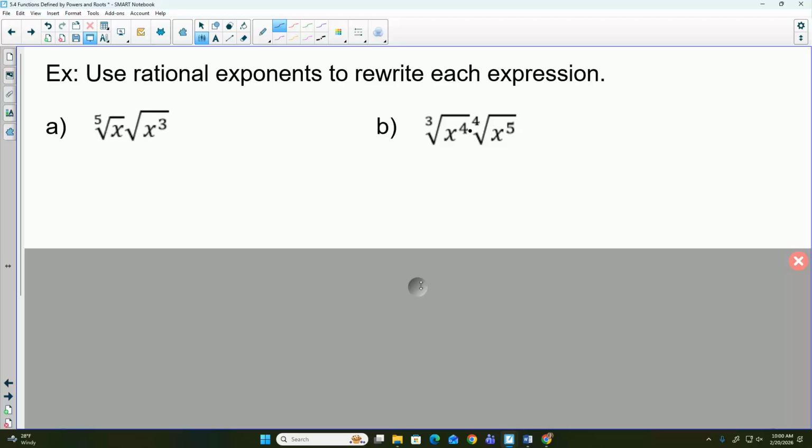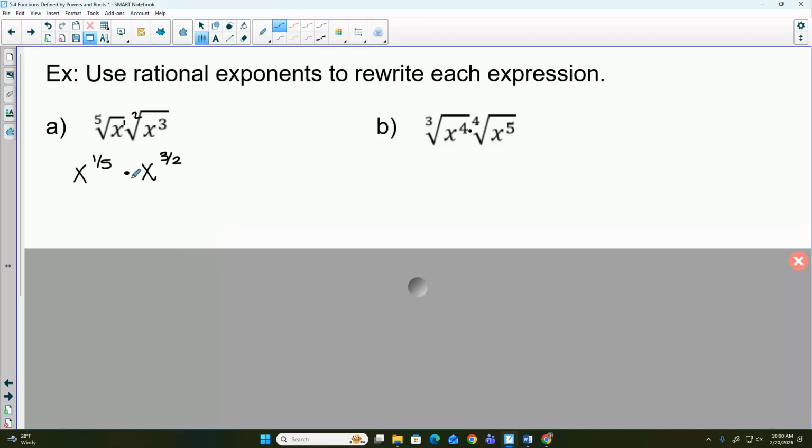All right. So if you have the fifth root of x, how would you write that with a rational exponent? This is like an exponent of 1, so it would be x to what power? 1 over 5. Times. Okay, this is the square root of x cubed. So if there's no number out here, it's understood to be a 2. So that would be x to the 3 halves.